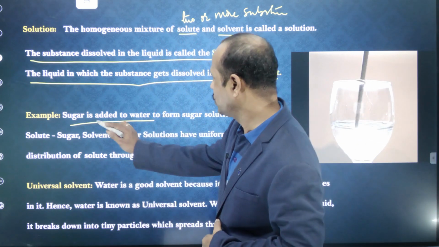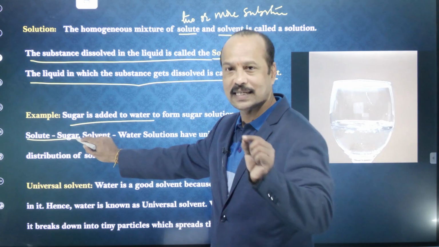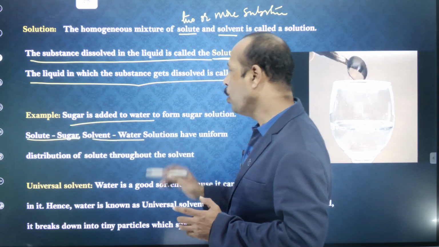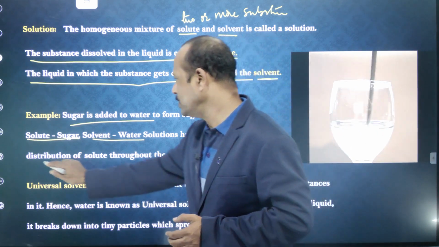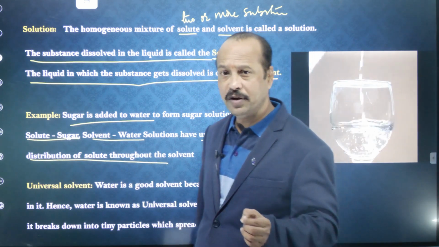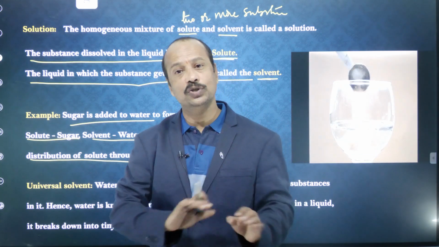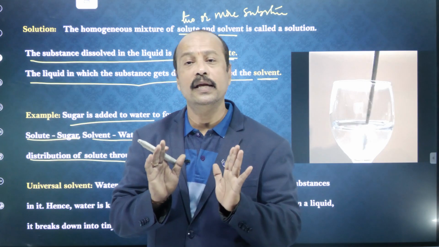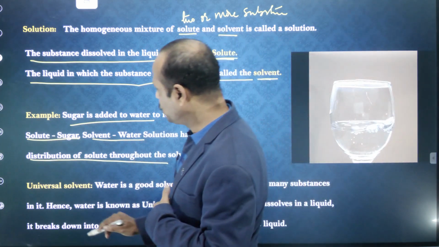So sugar is a solute as it is less in quantity, and the solvent is water as it is more in quantity. And here it is uniformly distributed. Just how I told you, everywhere if you taste the milk, it remains the same. It means all the sugar particles are equally distributed. Right? Now, universal solvent.